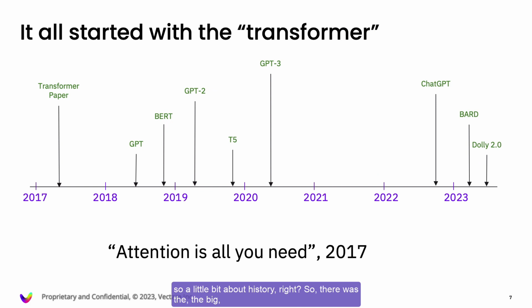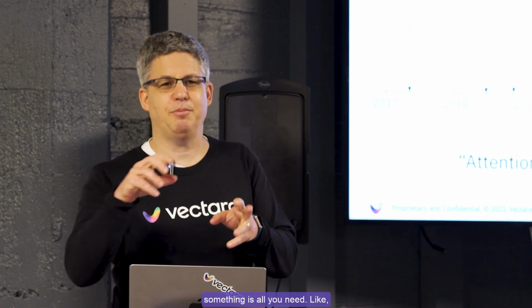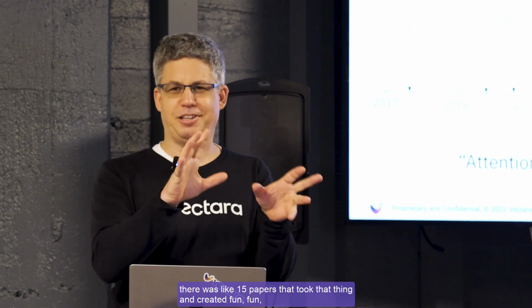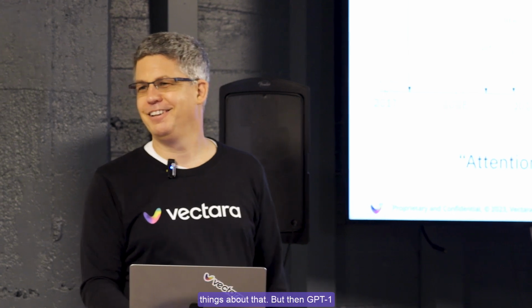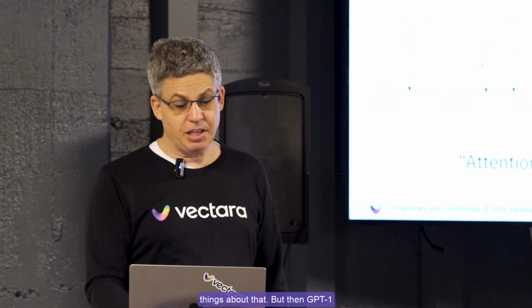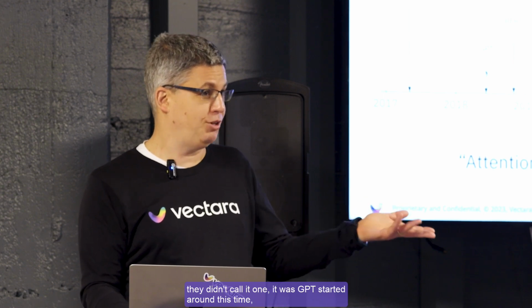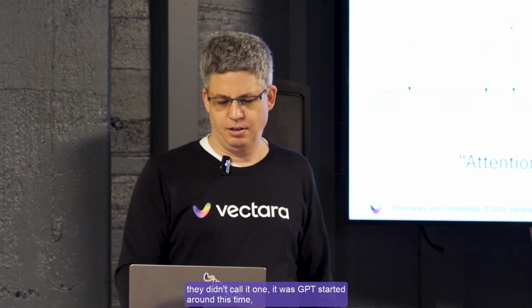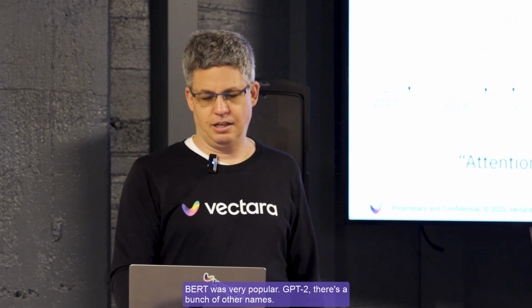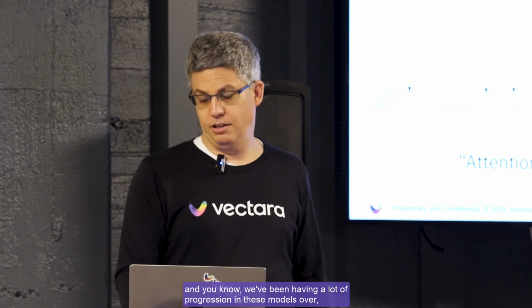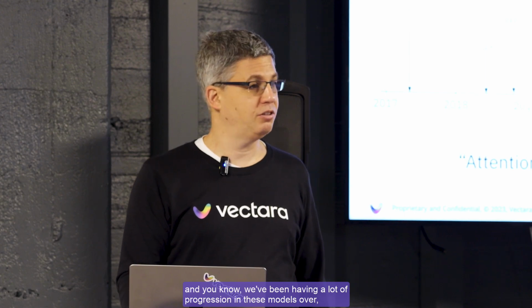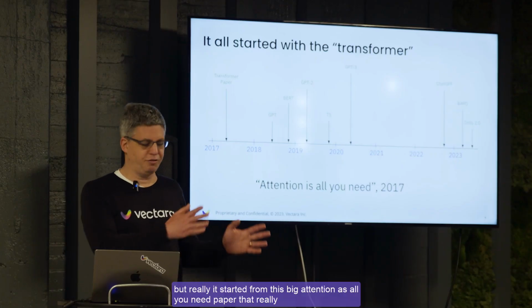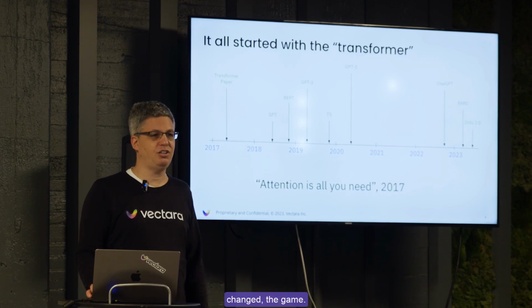So a little bit about history, right? So there was the big "Attention Is All You Need" paper that everybody's talking about, and then there was a kind of funny thing where we said something is all you need. Like there were 15 papers that took that title and created fun things about that. But then GPT-1, they didn't call it one, it was GPT, started around this time. BERT was very popular, GPT-2. There's a bunch of other names. And we've been having a lot of progression in these models over many years. But really it started from this big "Attention Is All You Need" paper that really changed the game.